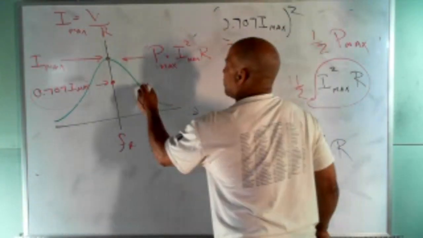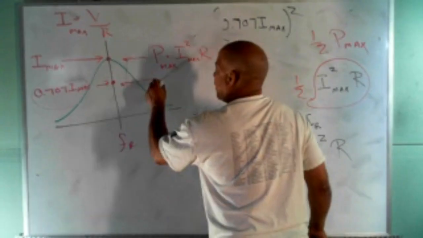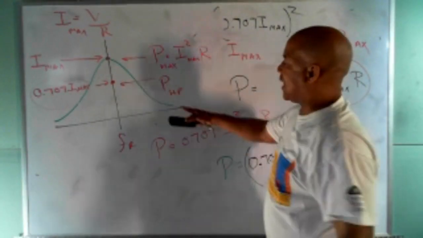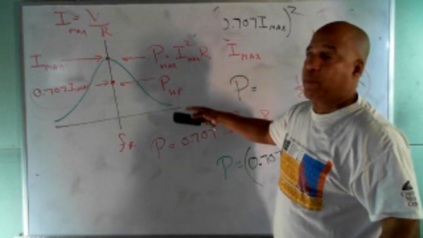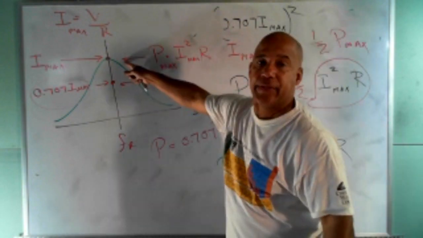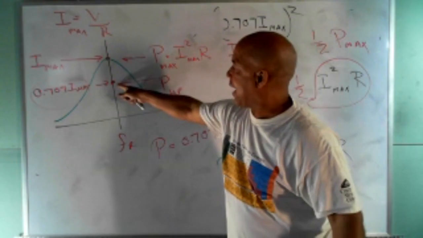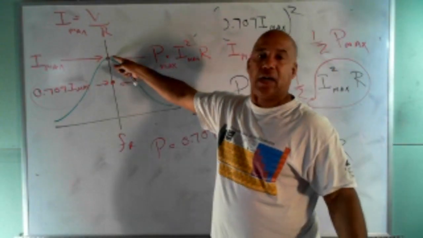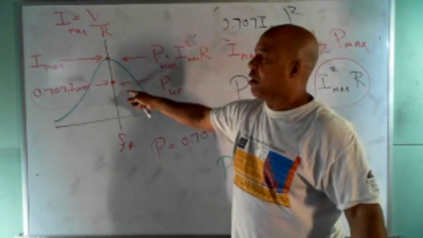So this point right here is important. That's PHP, and that stands for half power, the half power point. And whatever the maximum power is, the power right there is always half of it. So if I tell you at the circuit you got 100 watts, down here, we're just getting started, guys. You're going to love this stuff.